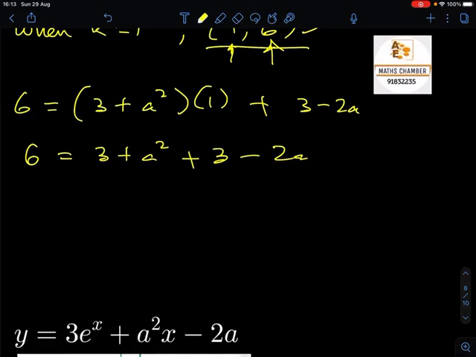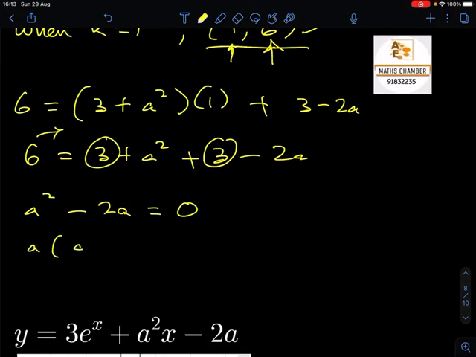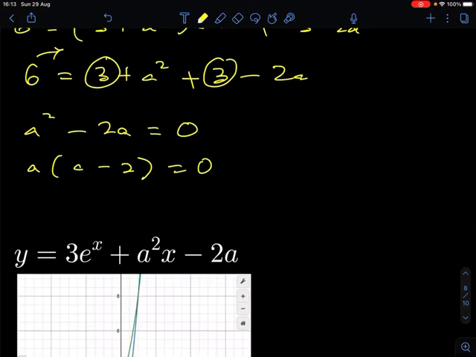After that, the 6 brings over, so what we have is a squared minus 2a equal to 0, because 3 and 3 is 6 and the 6 is gone. So we have a times (a minus 2) equal to 0, so the two possible values of a are a equals 0 or a equals positive 2.